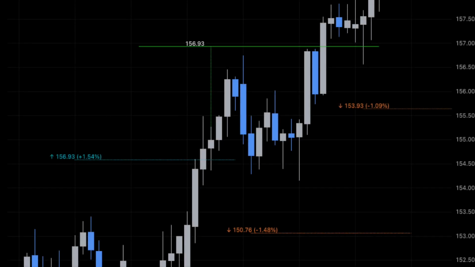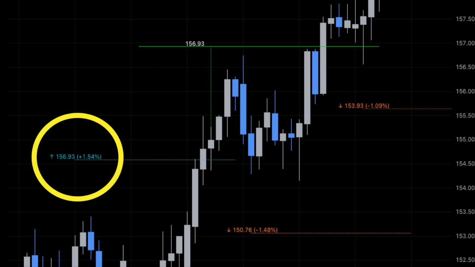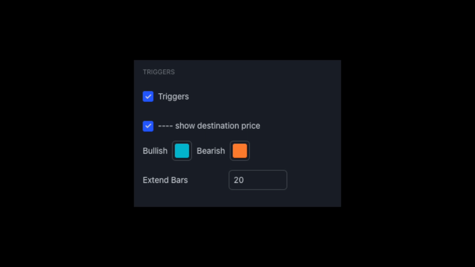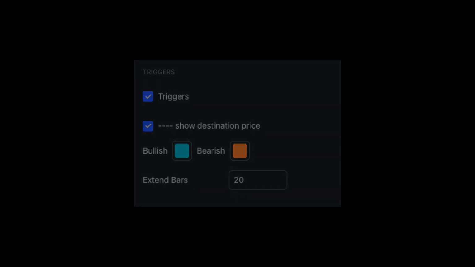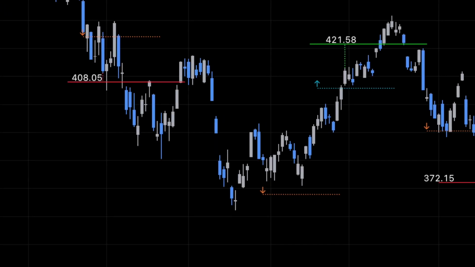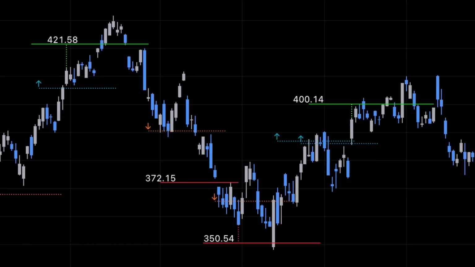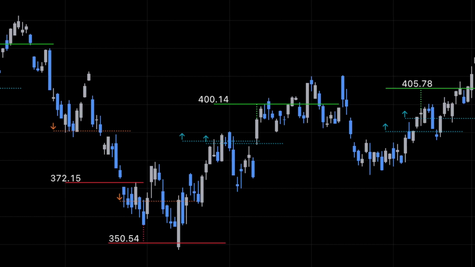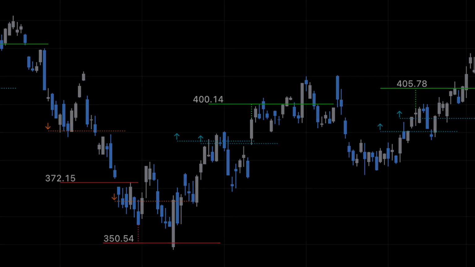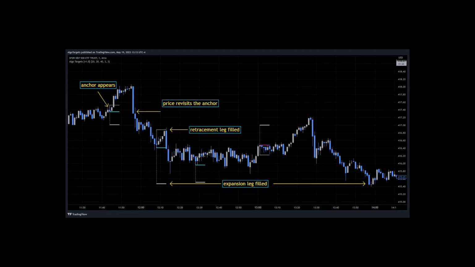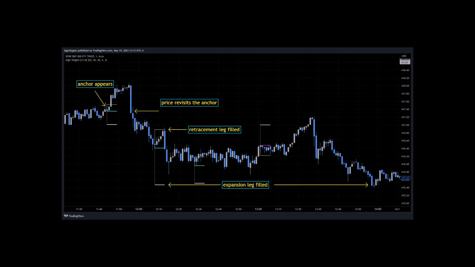One last note, triggers can also display the destination price and percentage of the expected move. This lets us look ahead to see where price might go if a trigger is crossed. To see this data, check Show Destination Price in the Settings panel. As you can see, there are multiple ways to use a simple concept like triggers and targets to gain an edge against the algos. For even more advanced trading strategies, check out our video on anchors and projected ranges.